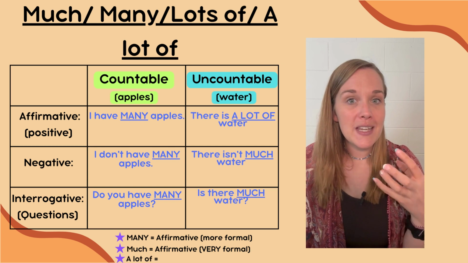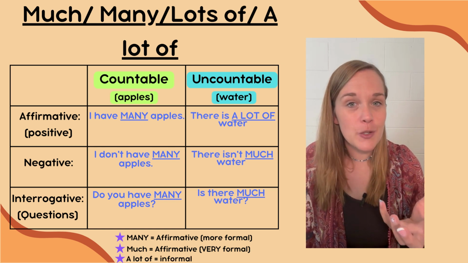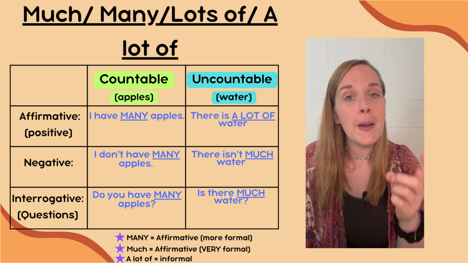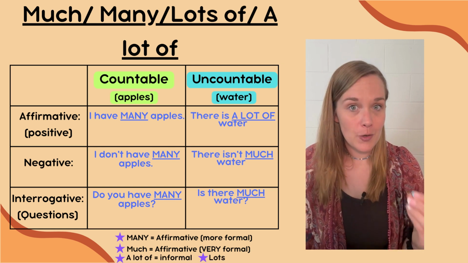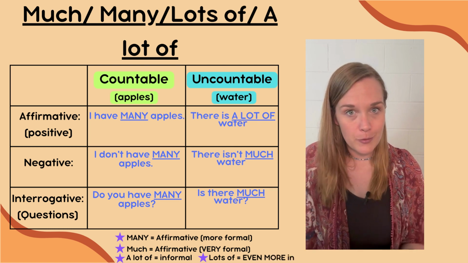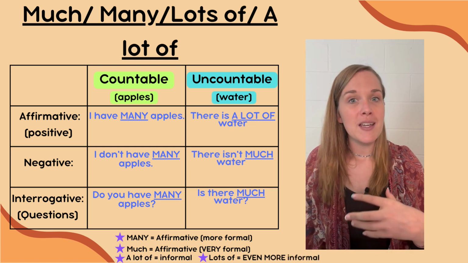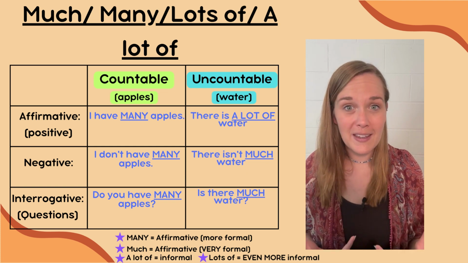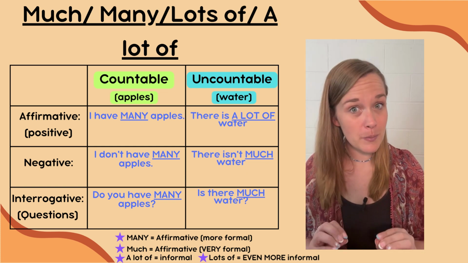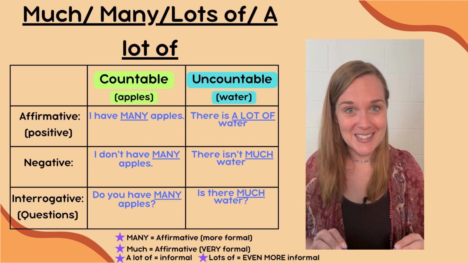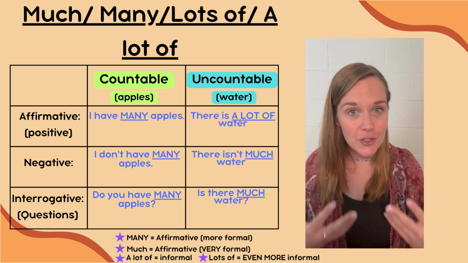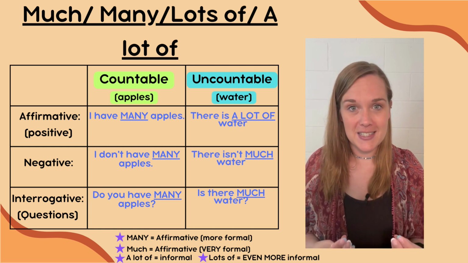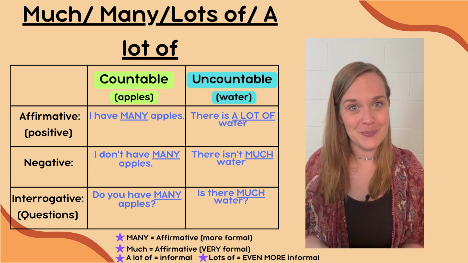A lot of is informal, so we probably wouldn't want to write with it academically, but lots of is even more informal. So if you're in a situation where you have to speak in a more formal way, lots of is probably not going to be your choice. However, they are used the same and you can interchange them, but there is a difference in formality.